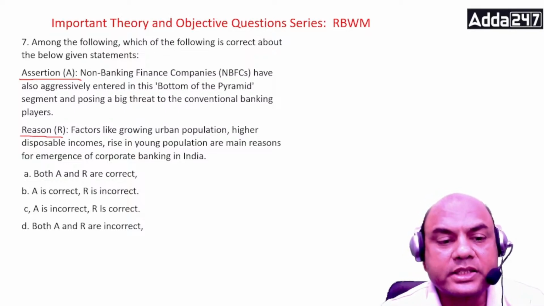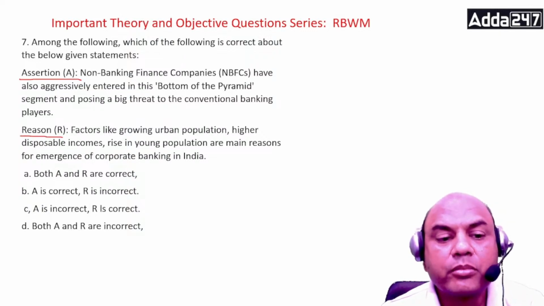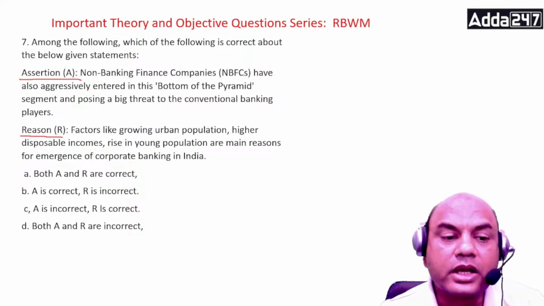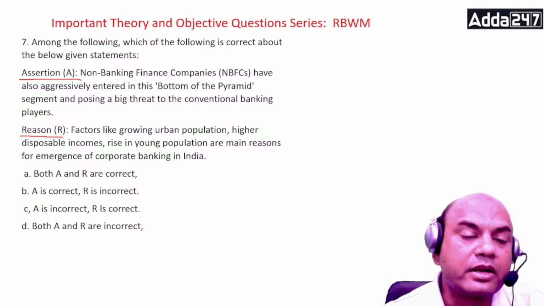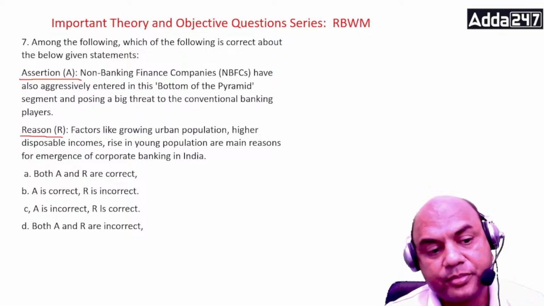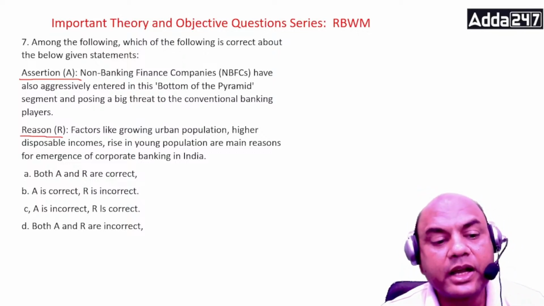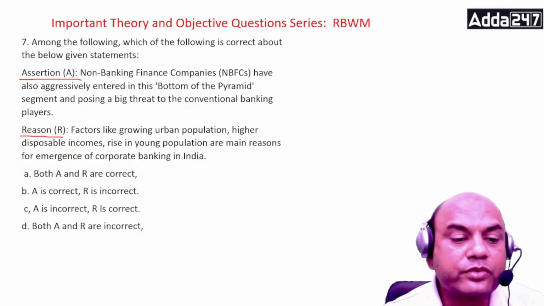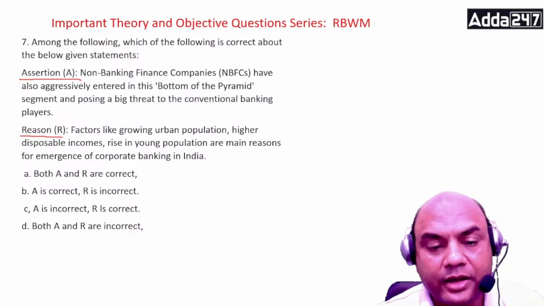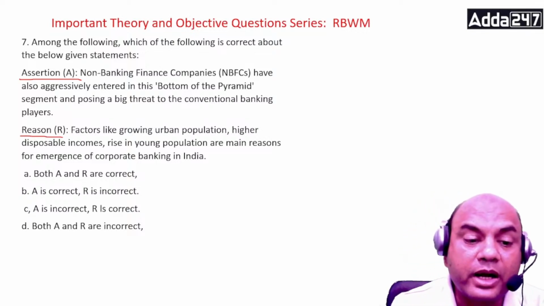NBFCs have also aggressively entered in the bottom of the pyramid segment, posing a threat to the conventional banking players. So they have entered the bottom of the pyramid, means they are targeting the lower category. Reason: factors like growing urban population, higher disposable income, rise in young population are the main reasons for emergence of corporate banking in India.